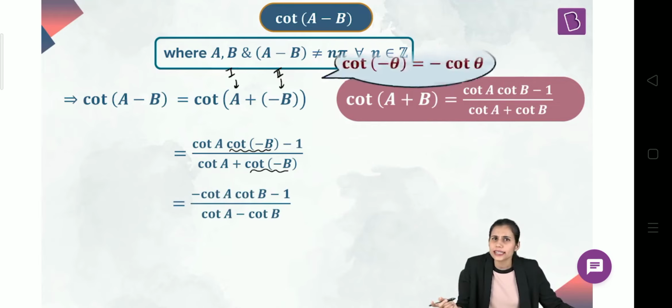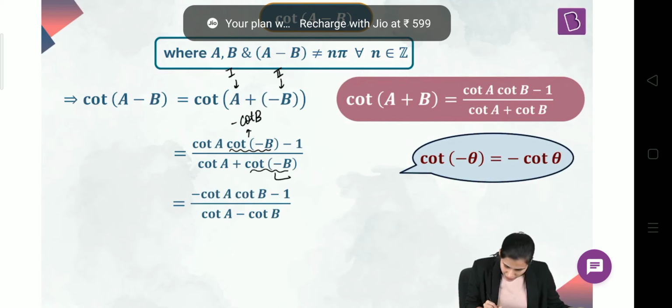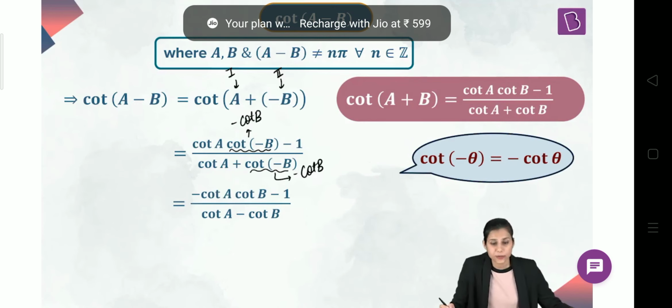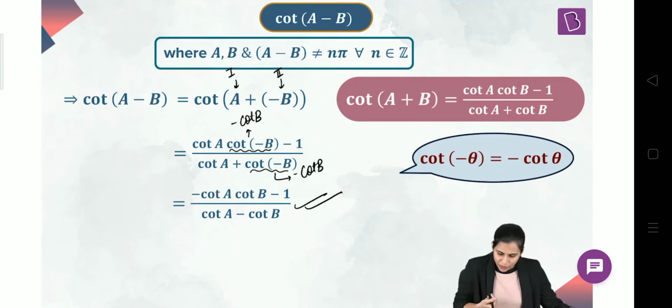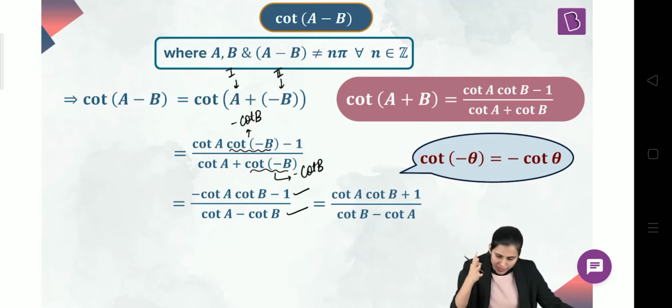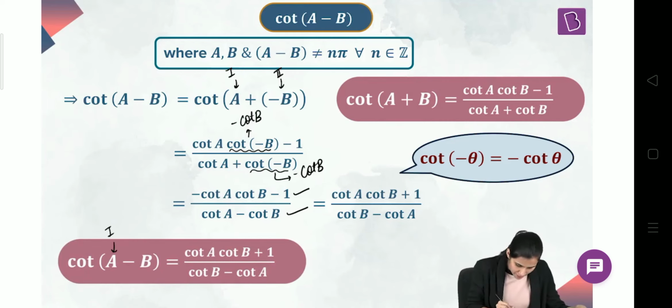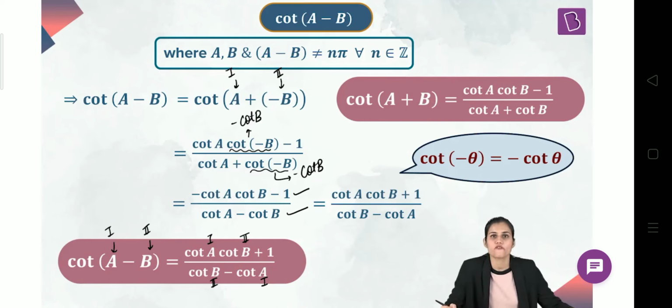Now please recall cot of minus theta is minus cot theta. So cot of minus B will become minus cot B everywhere. So the complete expression boils down to this. And now I'm going to take out minus sign common from the numerator and denominator and cancel it out so that I have a more simplified version of this expression, which is cot A cot B plus 1 whole upon cot B minus cot A. Got it? And hence you obtain the cot ratio of the compound angle A minus B as well. What is it? Cot of first minus second is cot of first into cot of second plus 1 whole upon cot of second minus cot of first.